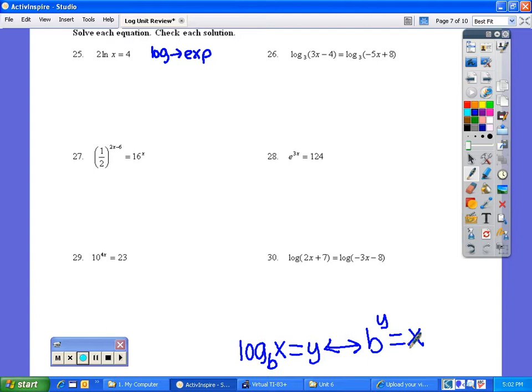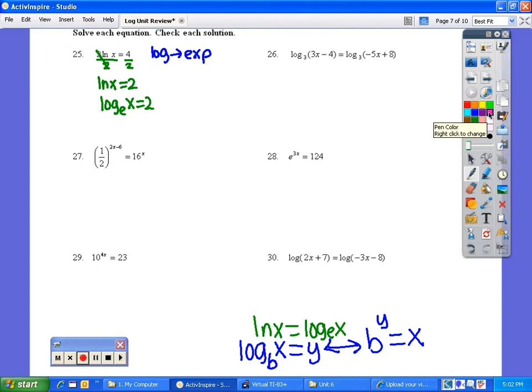Alright, the first thing I need to do is isolate the log. So I need to get this ln by itself. So to do that, I'm going to divide. I need to get rid of this 2 that's standing in front of there. So right now I have ln x equals 2. Remember, ln is the same thing as log base e. So what I need to do is rewrite this as log base e. This is not the answer to the question. This is just a rewrite.